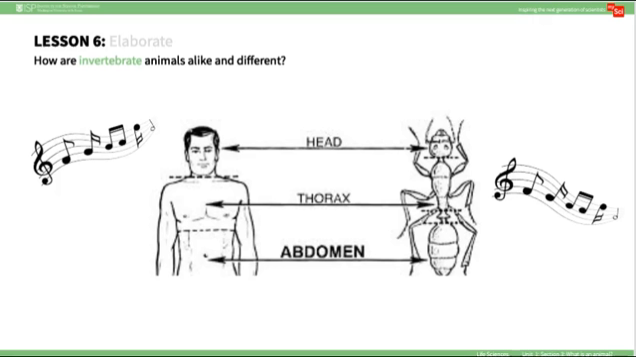Next, lead a sing-along of the 3 insect parts to the tune of head, shoulders, knees, and toes. Head and thorax, abdomen, abdomen. Head and thorax, abdomen, abdomen. 6 jointed legs, antenna, and some wings. Head and thorax, abdomen, abdomen.